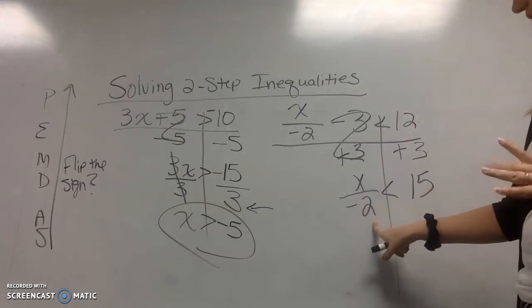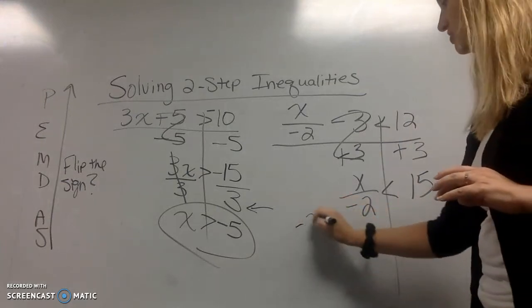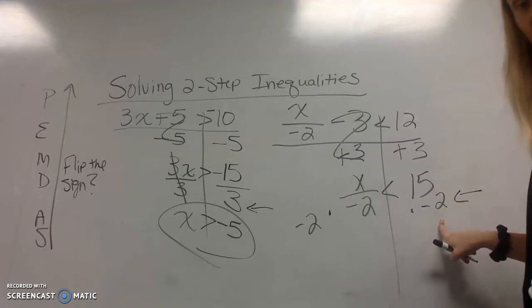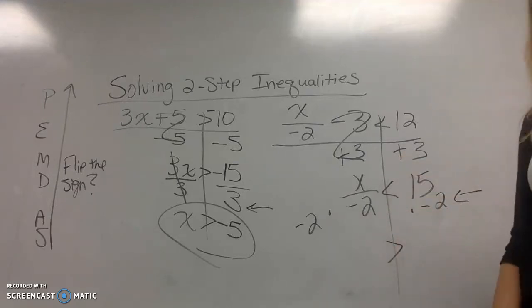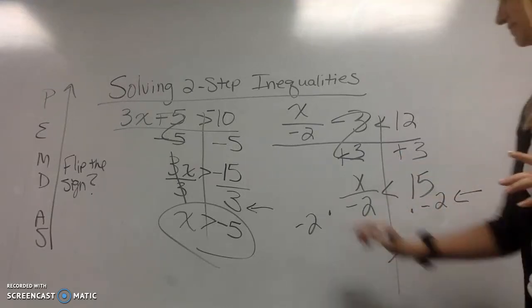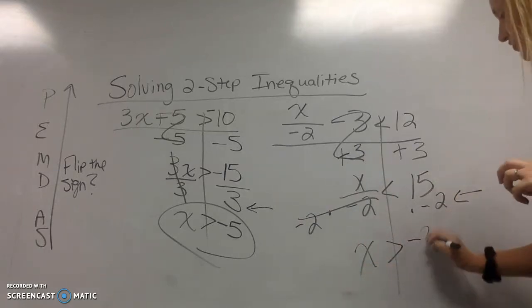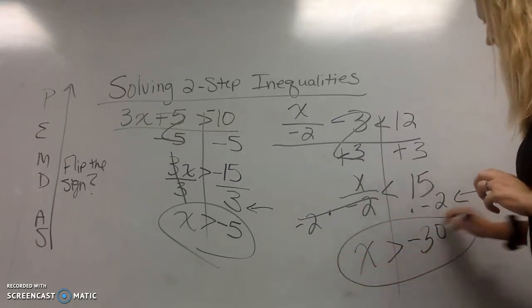Now, this is the step where I think about, do I flip it? Okay, so in order to get rid of division, I'm going to multiply. So I'm going to multiply by negative 2 and balance the scale. Because I am multiplying both sides by a negative, I know that I am going to flip my sign. Those will cancel. I'm left with x. 15 times negative 2 is negative 30.